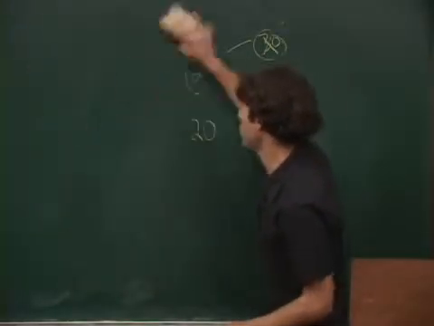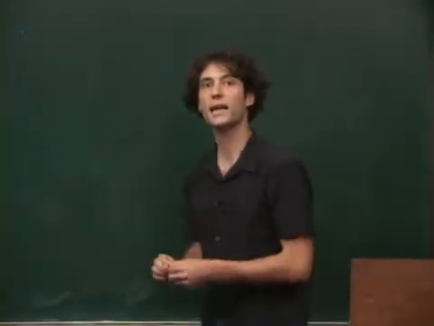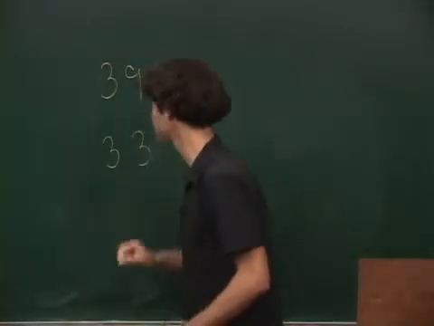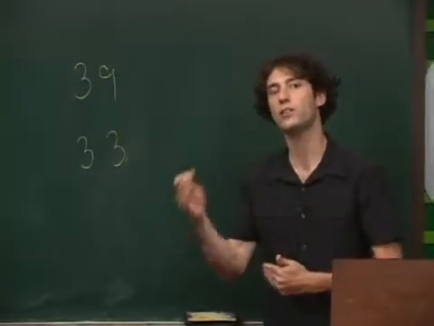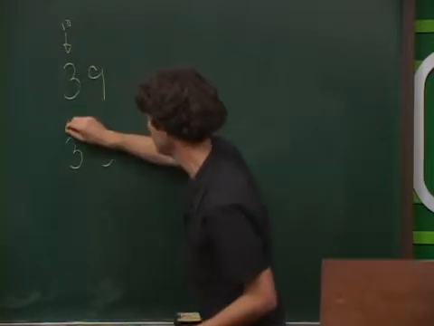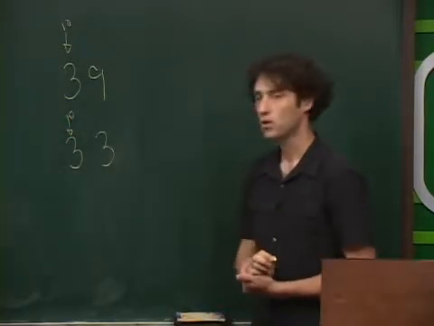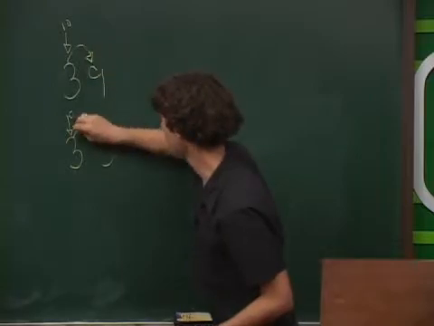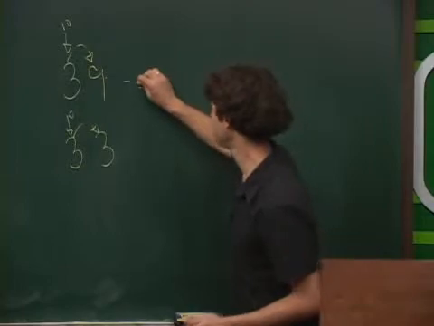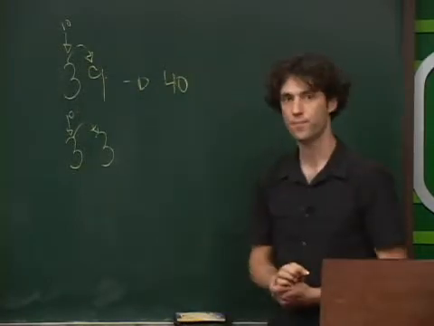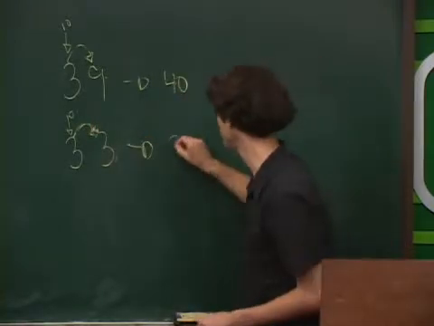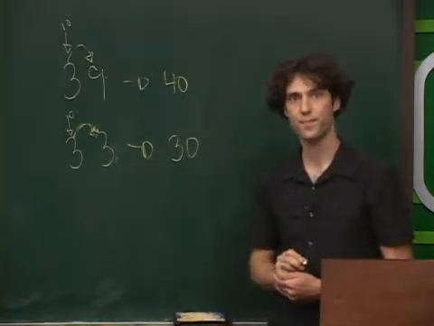To show you two numbers which are within the same tens, let's take the number 39 and 33. Now, if we want to round it to the nearest 10, now this is your 10 column here. So we look at the numbers on the right. Now, 9 is greater than 5, so this will become 40. And 3 is less than 5, so this will become 30.